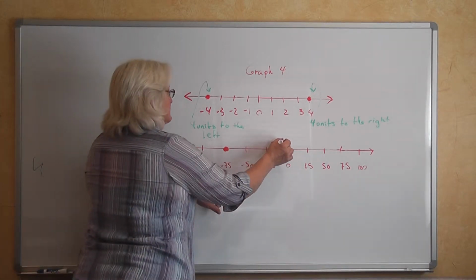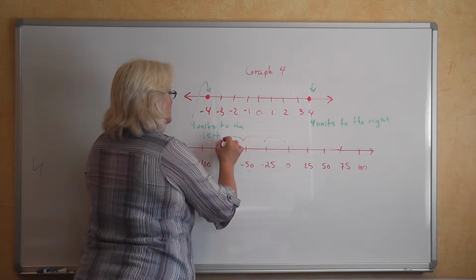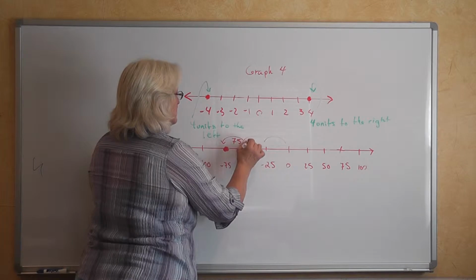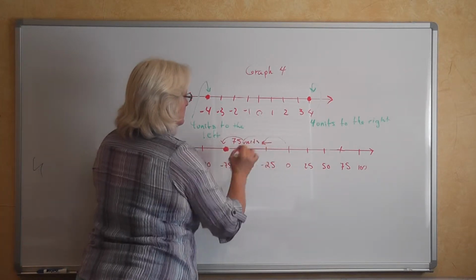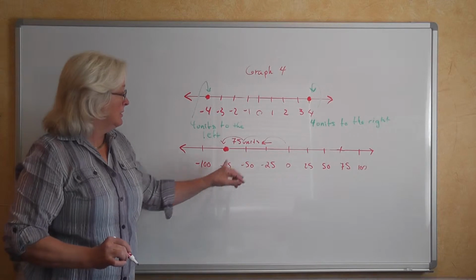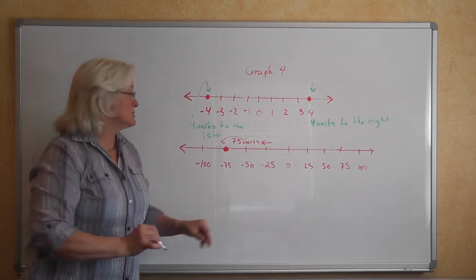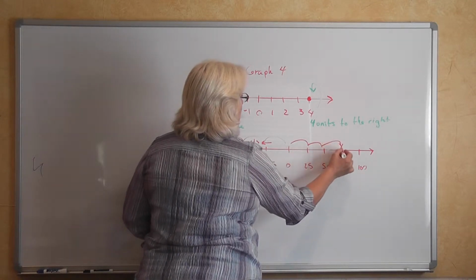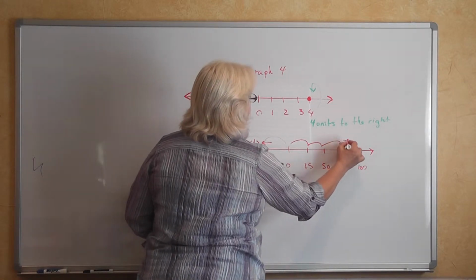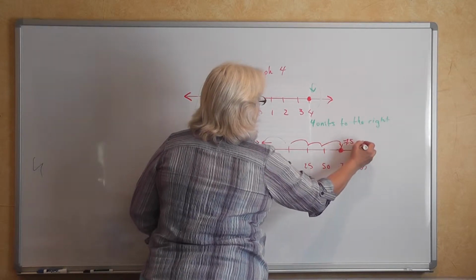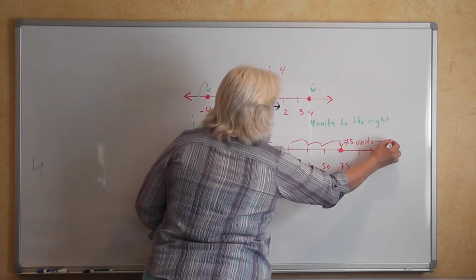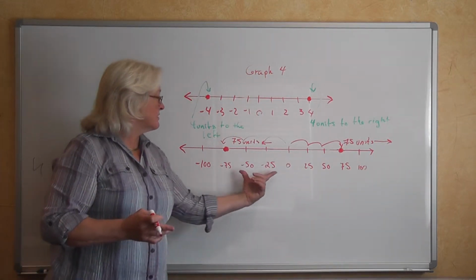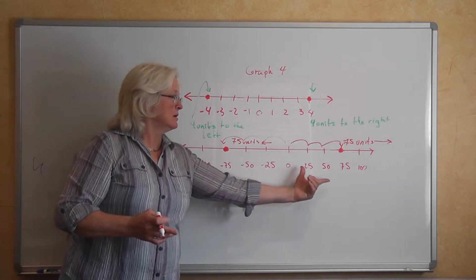How many units is negative 75 from 0 on the left? It's 75 units to the left on the number line. Well, what number is going to be 75 units to the right? 25, 50, a positive 75 is 75 units to the right.